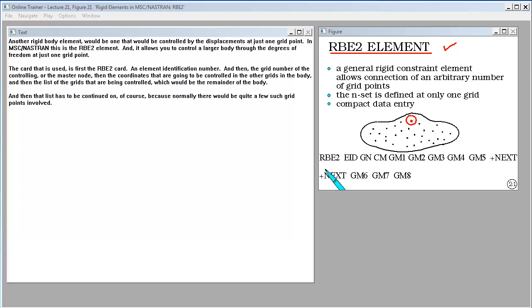The card that is used is first the RBE2 card, an element identification number, and then the grid number of the controlling or the master node. Then the coordinates that are going to be controlled in the other grids in the body, and then the list of the grids that are being controlled, which would be the remainder of the body. And then that list has to be continued on, of course, because normally there would be quite a few such grid points involved.